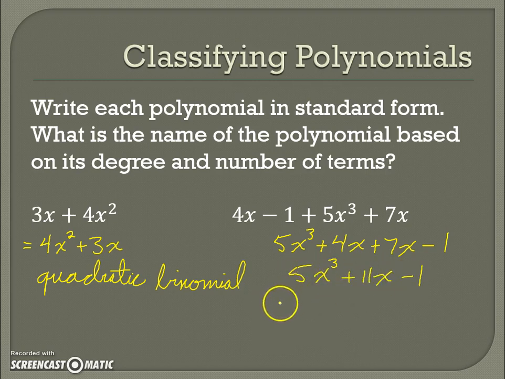This degree is cubic. This is looking at that chart that you just wrote down. And it's 1, 2, 3 terms, so it is a cubic trinomial. All right, so that's how you would label these things. So use that chart. First of all, identify the degree, then identify how many terms.